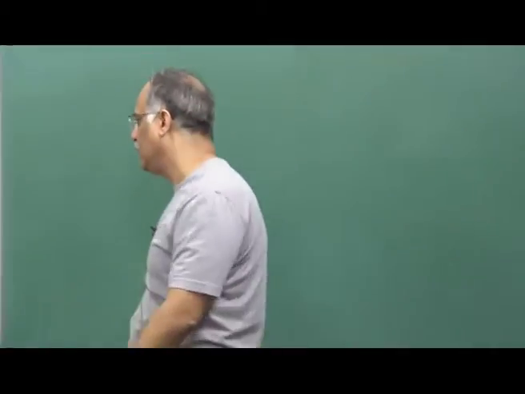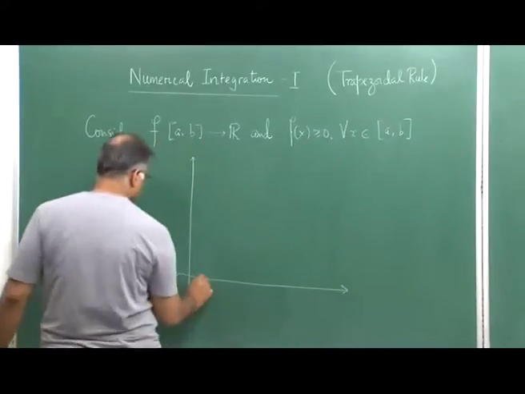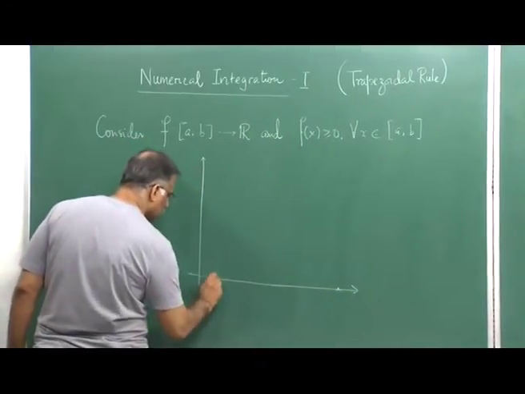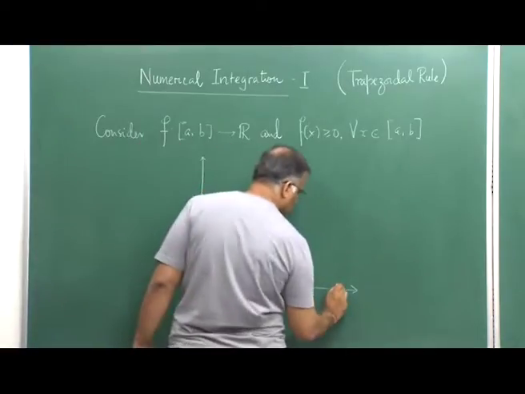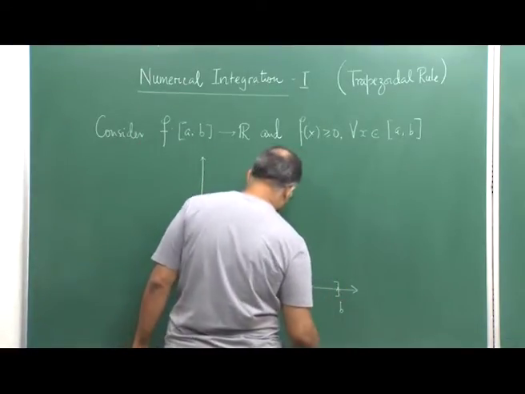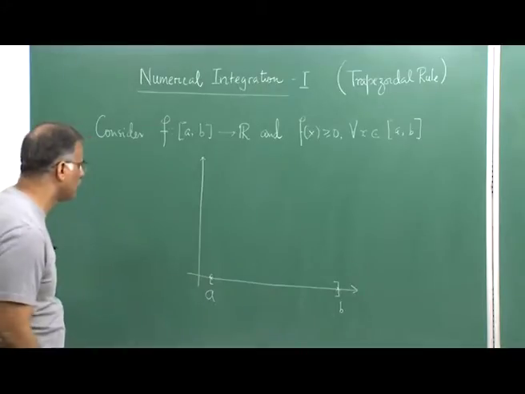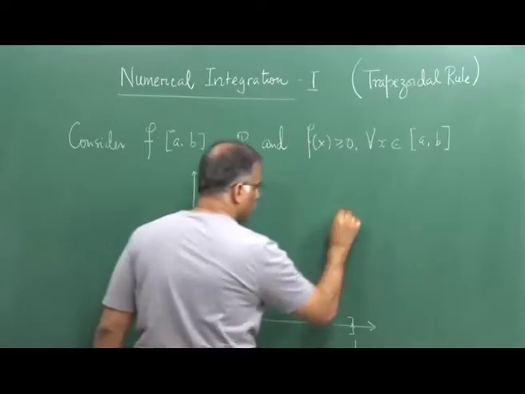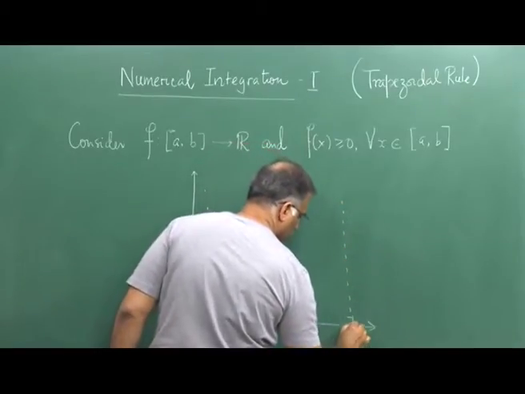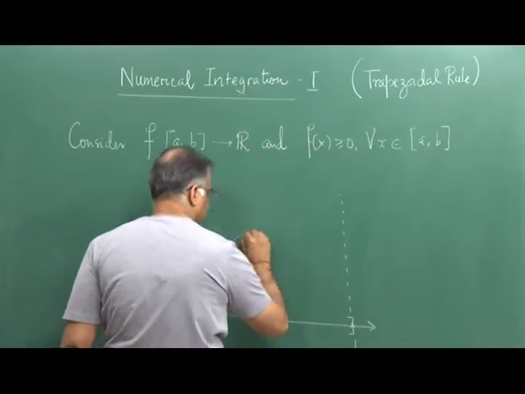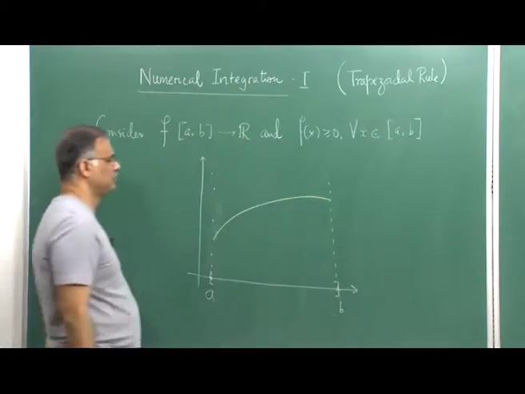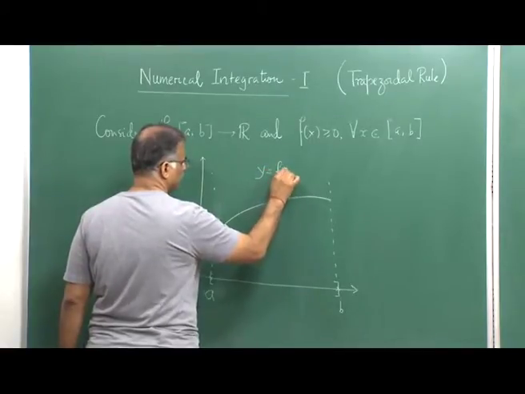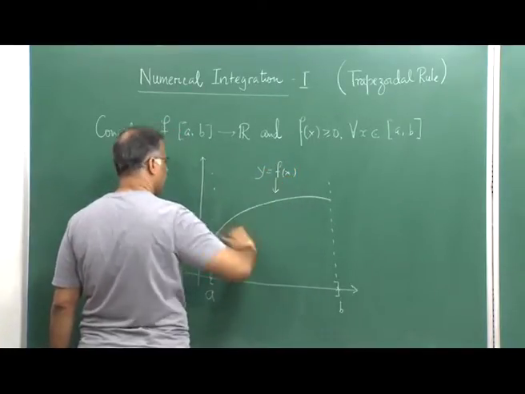So here let us look at this function. So here is my a and here is my b. Don't bother too much about the drawing, I am just trying to make it look. So let this be the function. So this is my y equal to f of x. Now this is a graph.